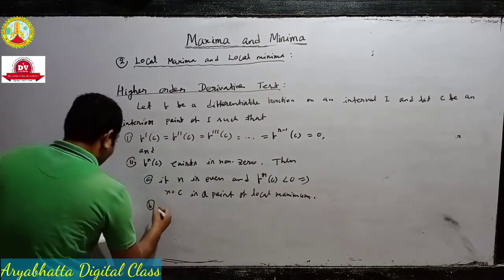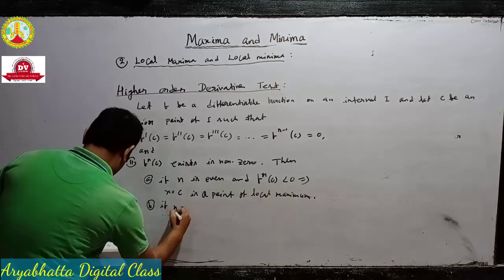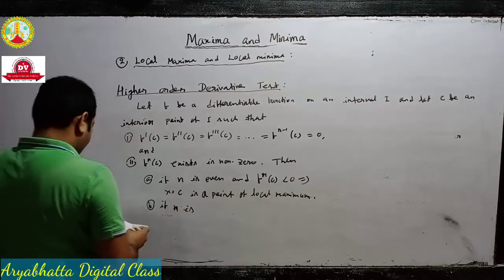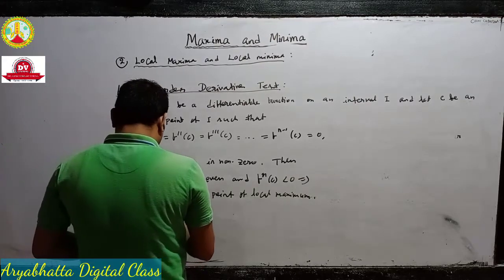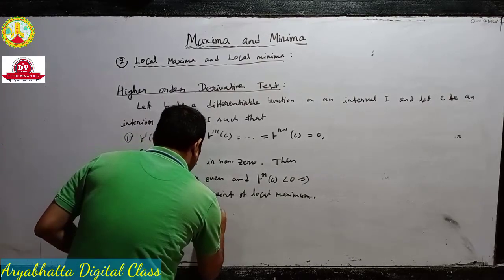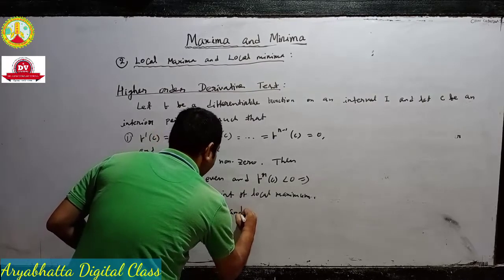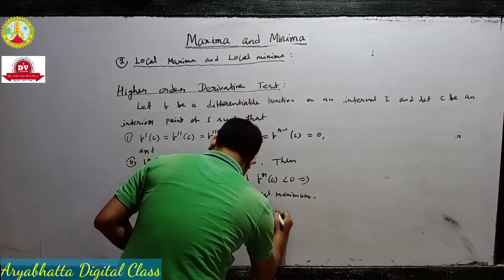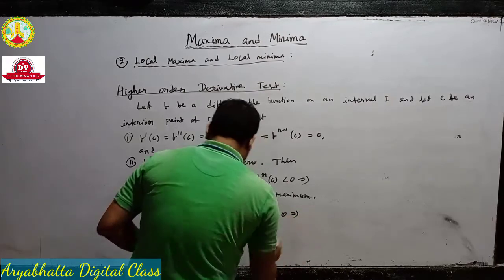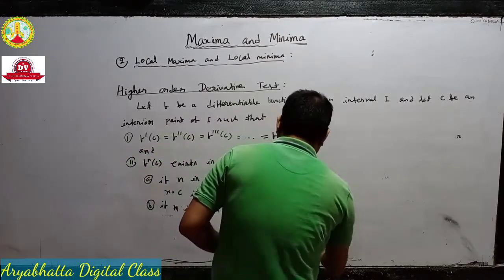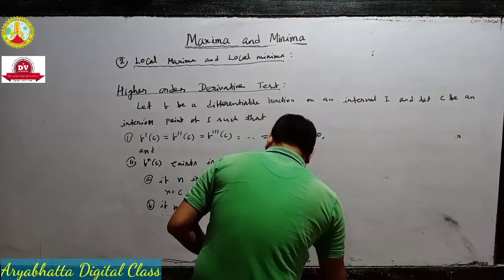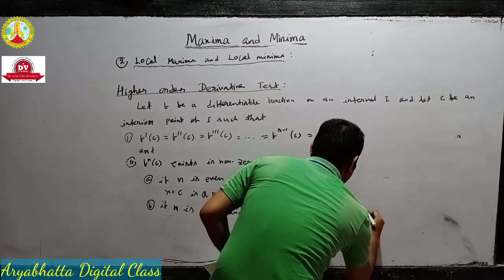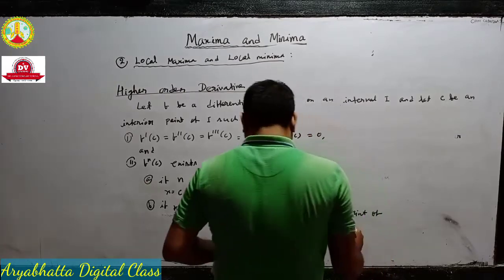(b) If n is even and f to the power n of c greater than 0, this implies x equal to c is a point of local minimum.